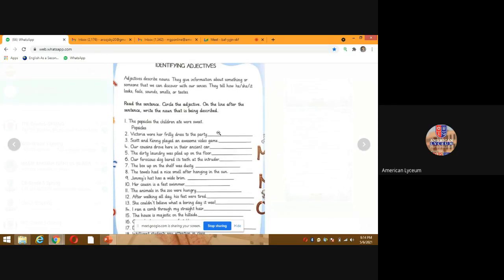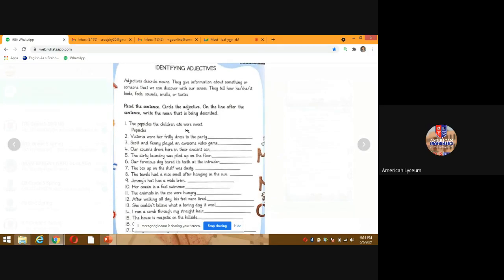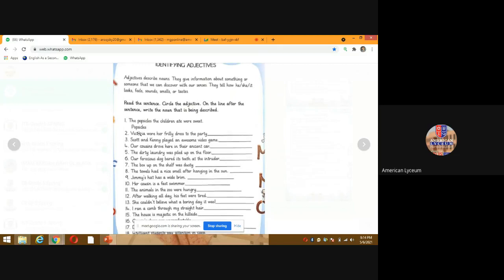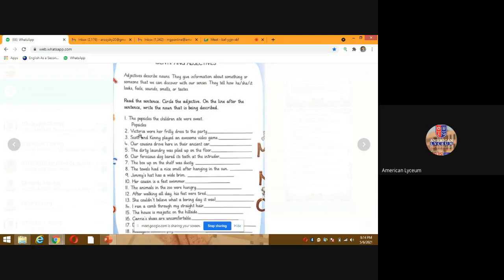So number 1, the popsicles the children ate were sweet. So popsicles are basically the noun. Okay, number 2. Everyone come to number 2.